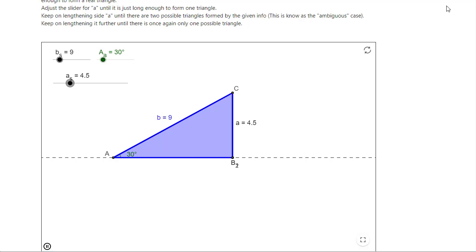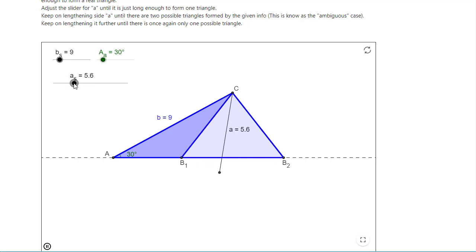Okay, so now what if I take that length A, and what if I make it even longer? So let's make it longer. Now see what's happening here? As it gets longer, I have two triangles that are possible. Now, see how they labeled it B1 down here and B2? Those would be the two possible corners where B could be. So if A is over here at B2, our triangle could be this entire big triangle. Here's corner A, here's corner C, here's corner B, right?